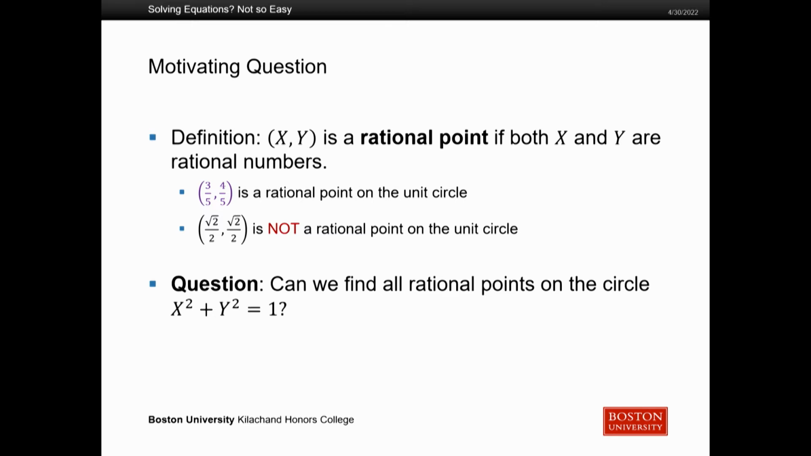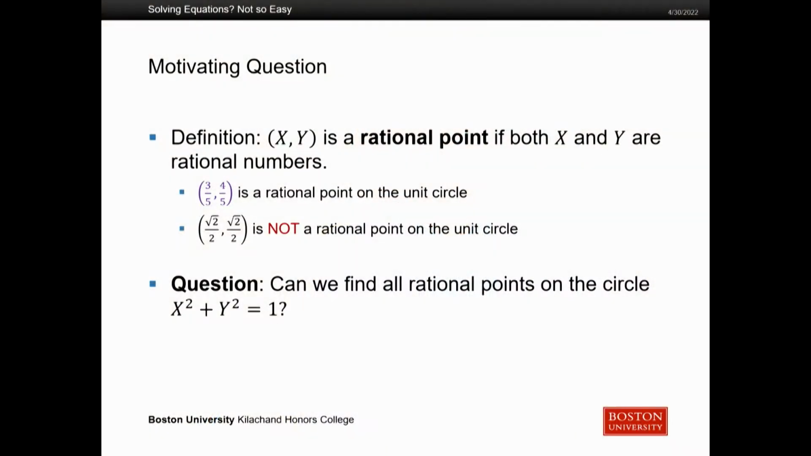So what is a rational point? A rational point is a pair of points x comma y where x and y are both rational numbers. By rational number, what I mean is a fraction. So you take an integer, you divide it by another integer, that's a rational number. So 3 over 5, comma 4 over 5 is a rational point. But something like square root of 2 over 2 is not a rational point because square root of 2 is not a rational number. So we ask the question, can we find all rational points on the circle, x squared plus y squared is equal to 1?